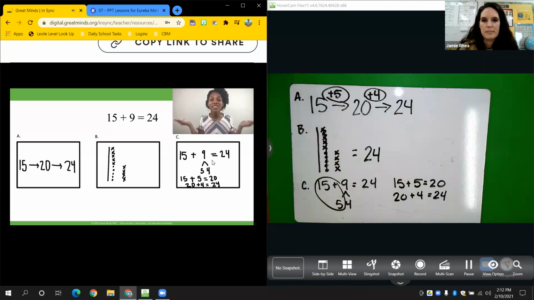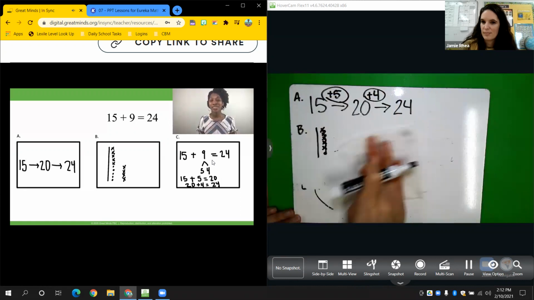They're missing their labels. Mathematicians, I want you to use your personal whiteboards to use the arrow strategy to solve 15 plus 9. Go ahead and do that now.